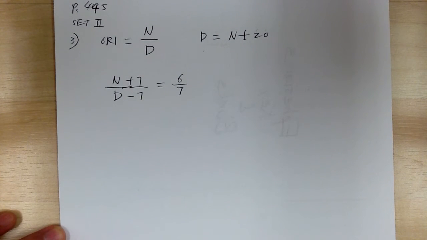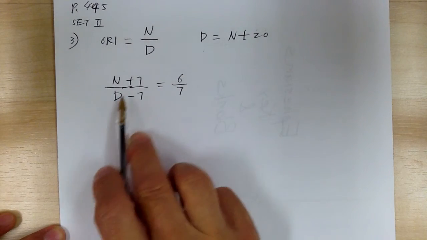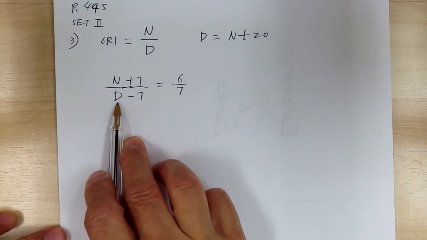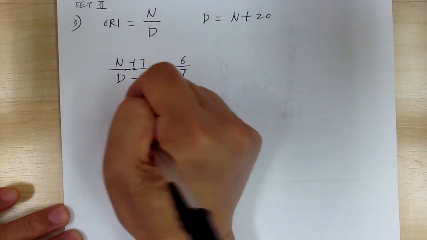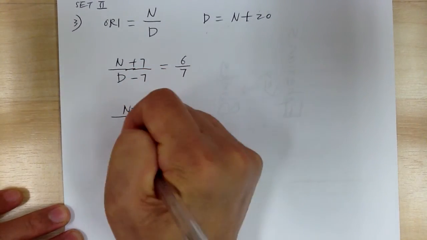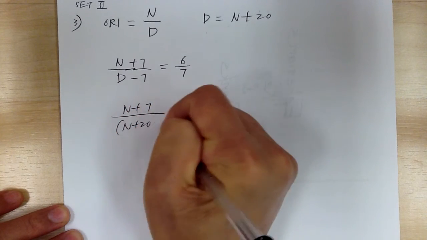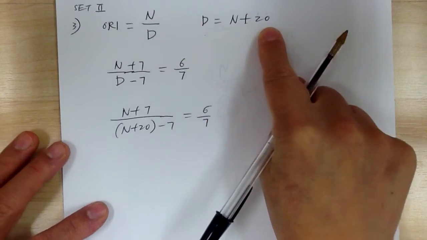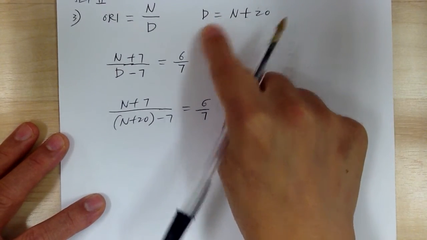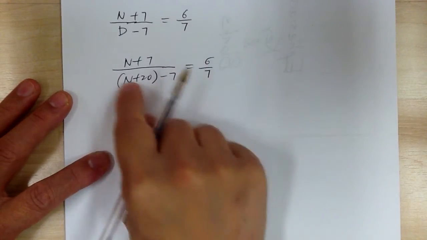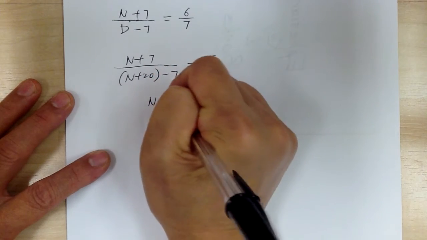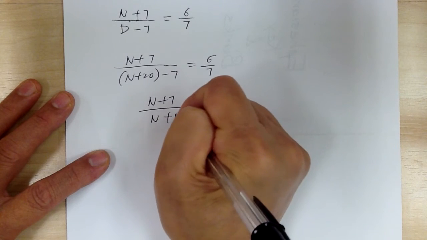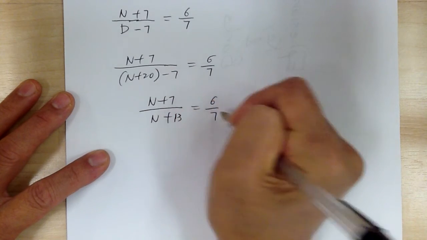Then what you need to do next is substitute this in here. Whatever information they give you, substitute into here. So you've got n plus 7 over n plus 20 minus 7 equal to 6/7. Again, substitute the information that they give you, and then you can work these things out. So you've got n plus 7 over n plus 13 equal to 6/7.